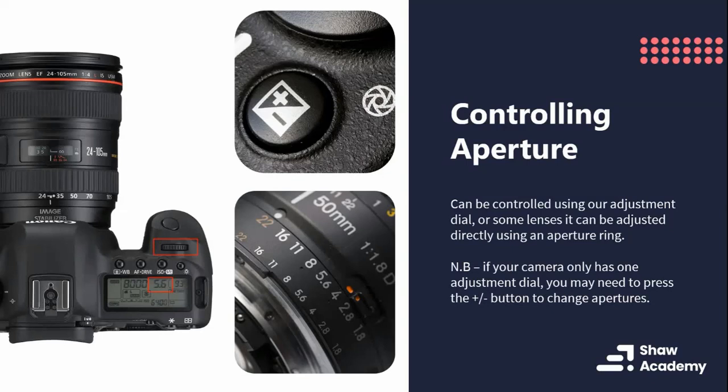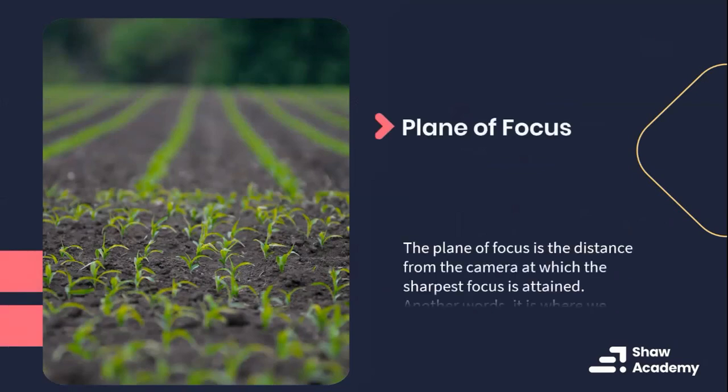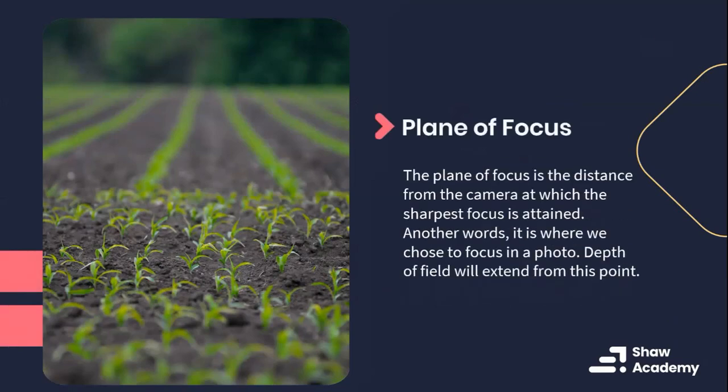Again, very important to get familiar with how to adjust aperture on your own cameras. Now, just a very important note as well, if you happen to be using a smartphone and watching this course, unfortunately, you're not going to be able to change the aperture. You're only going to be able to change your shutter speed and ISO. However, it is still possible to achieve a shallow depth of field, which we'll have a look at in just a moment. Before we have a look at depth of field, it's important to understand the plane of focus.